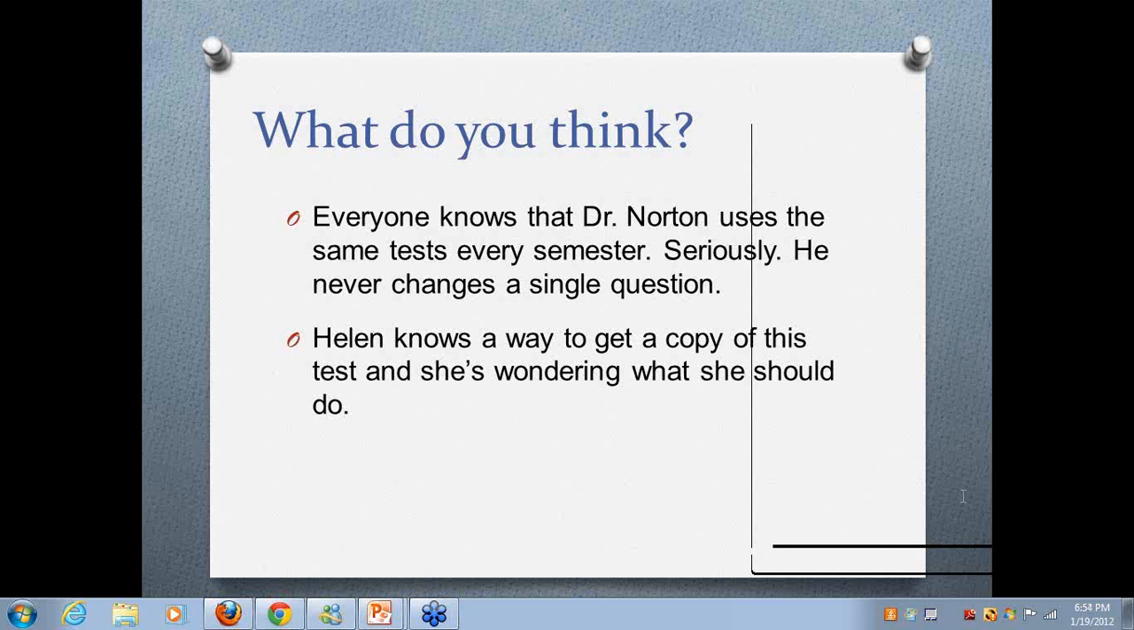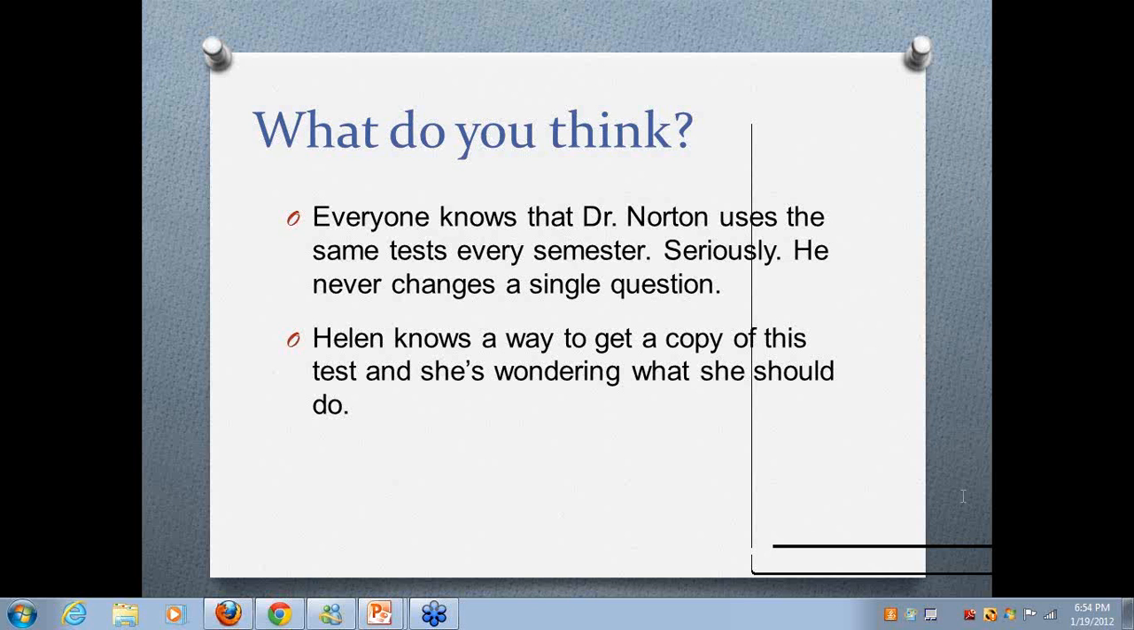We actually have a few more comments here. Oh, great. Yeah, Megan says Helen should go to Dr. Norton's office hours. Maybe she already knows what will be on the test, but maybe she doesn't fully understand the question. She should go to him and ask for him to explain the concepts. Knowing that the correct answer is B doesn't mean you really understand the question. Good point. Again, going back to the idea of really learning the material versus just getting answers.